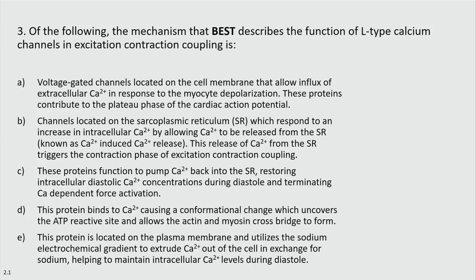This release of calcium from the sarcoplasmic reticulum triggers the contraction phase of excitation contraction coupling. Option C, these proteins function to pump calcium back into the sarcoplasmic reticulum, restoring intracellular diastolic calcium concentrations during diastole and terminating calcium-dependent force activation. Option D, this protein binds to calcium, causing a conformational change, which uncovers the ATP reactive site and allows the actin and myosin cross bridge to form. And option E, this protein is located on the plasma membrane that utilizes the sodium electrochemical gradient to extrude calcium out of the cell in exchange for sodium, helping to maintain intracellular calcium levels during diastole.